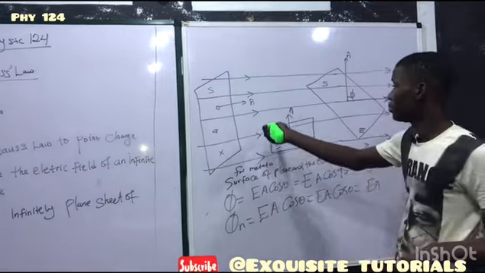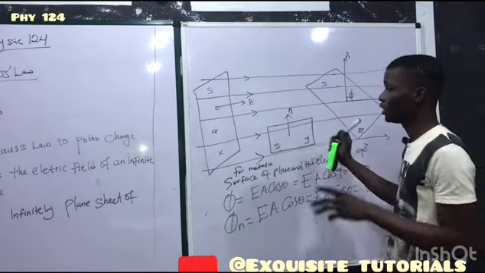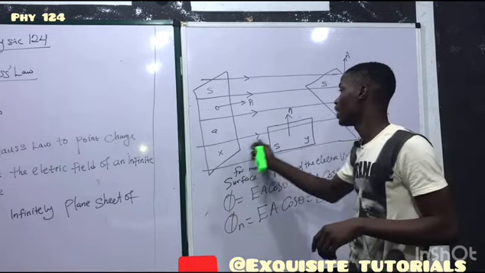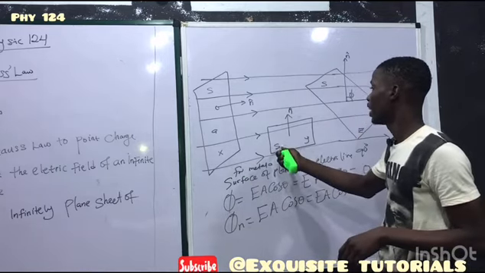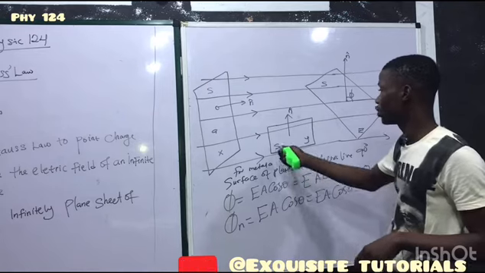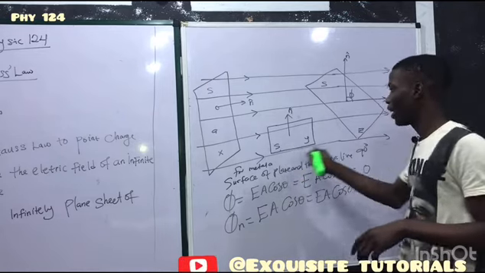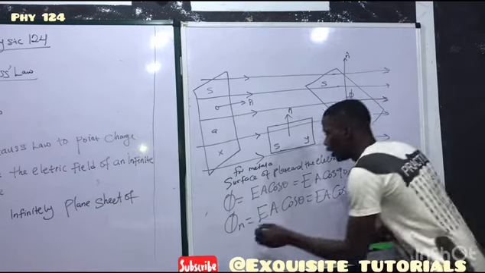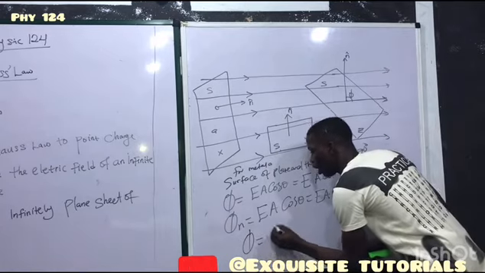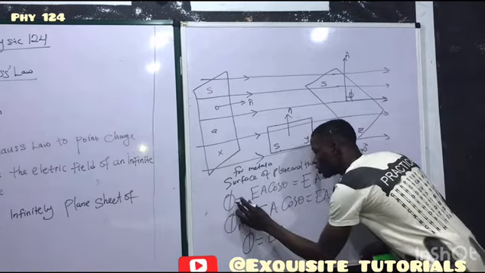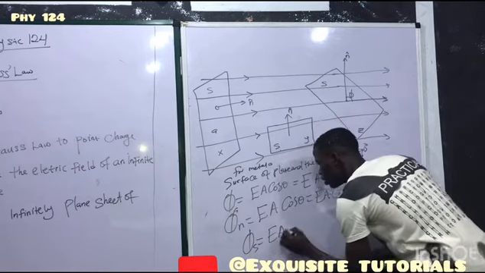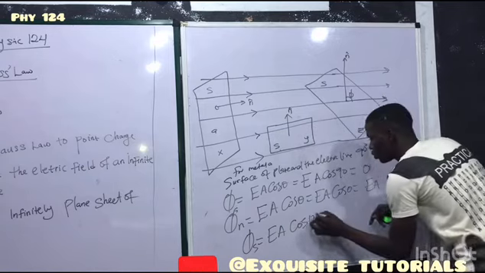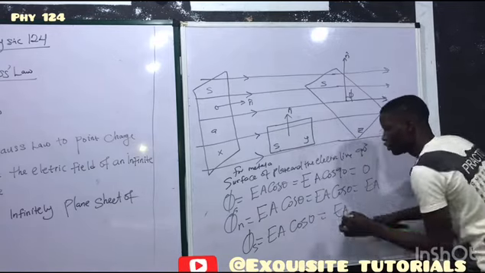But if you look at this plate placed downward, at the bottom of this part, the electric field line and the surface of the plate are acting parallel to each other, like they are following each other. So the angle between them will be 0, and we'll be left with EA for the surface of the plate.